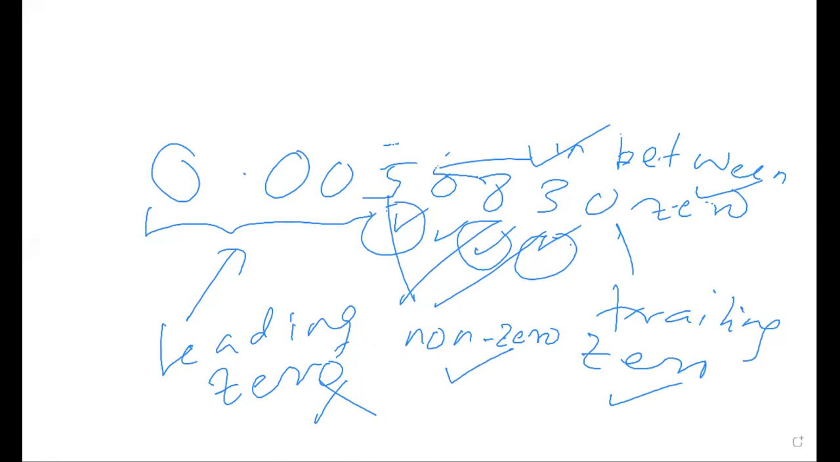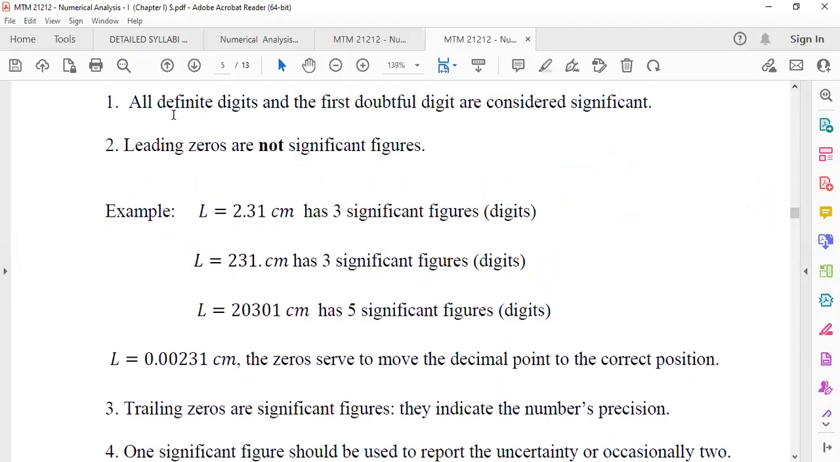Let's go back to our module again. You can see the first one says all definite digits and the first doubtful digit. First doubtful digit means something from the measurement. For example, if you take 2, 3, 5, 1 or 2, you don't know if it is 1 or 2, but you are putting 1. That is also countable. Or you put 2, and the other puts 3. That is a kind of doubtful digit. We don't need to worry about that. So just take this down.